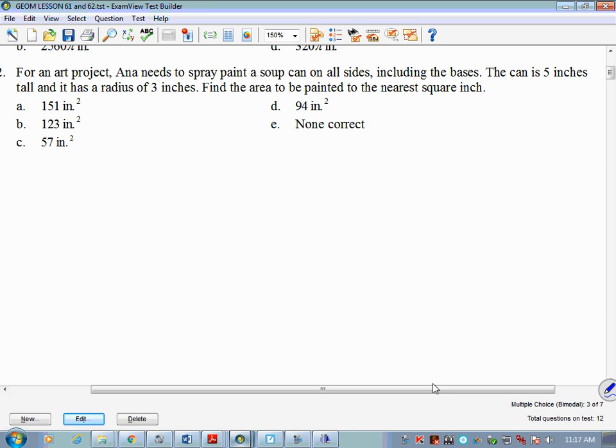What is the lateral area? Can anybody give me an example of lateral area? Okay, so a label around a soup can. What wraps around it? Does it include the top or the bottom?